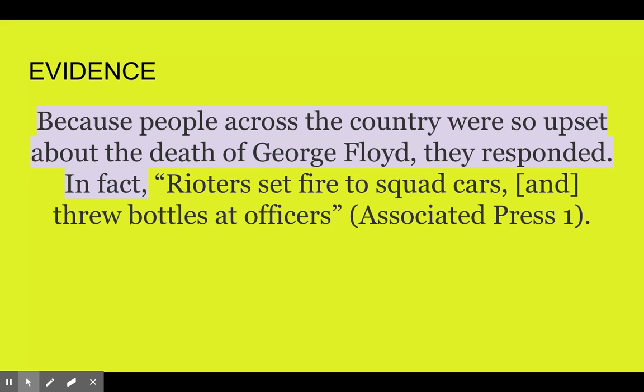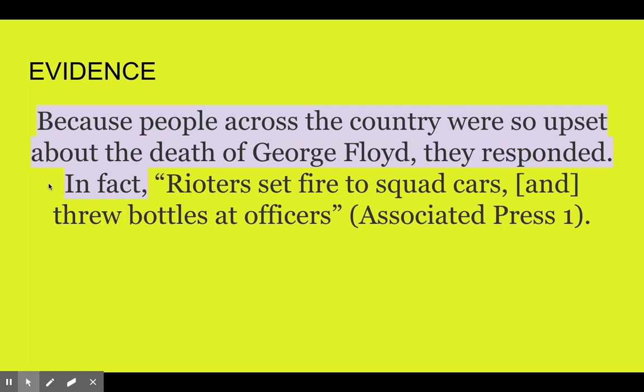You'll see that a portion of the screen is purple. What is that purple section? What part of the evidence is this? I'm hoping that you said that it's the background. This gives information about the death of George Floyd, that this was happening across the country, and that people are responding. Okay. You'll also notice that the words "in fact" are a part of that.